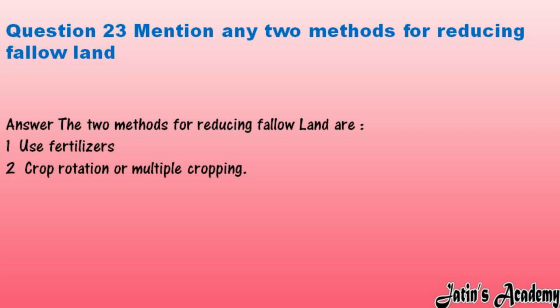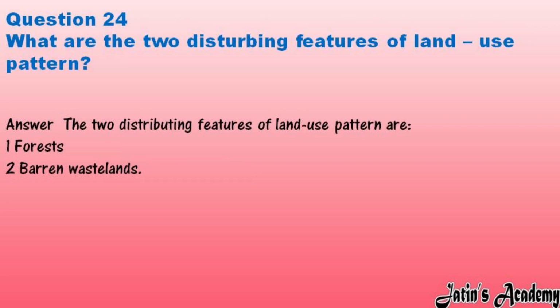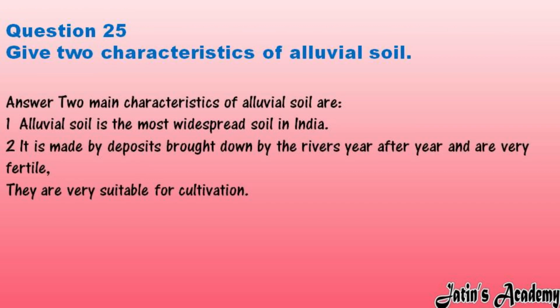Question 23. Mention any two methods for reducing fallow land. Answer: The two methods for reducing fallow land are: 1. Use fertilizers. 2. Crop rotation or multiple cropping. Question 24. What are the two disturbing features of land use pattern? Answer: The two disturbing features of land use pattern are: 1. Forests. 2. Barren wastelands.